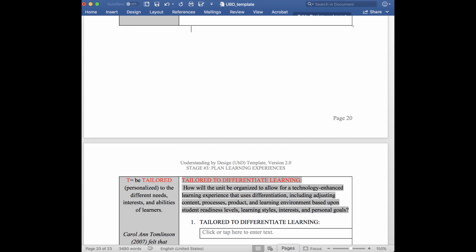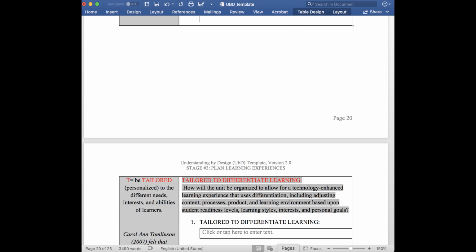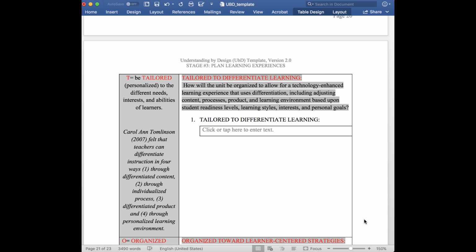The T, let me slow down a little bit. Oh, missed it. Be tailored, personalized to the different needs, interests, and abilities of learners. So, tailored to differentiate learning. Differentiated learning is something that you hear somewhat often. How will the unit be organized to allow for a technology enhanced learning experience that uses differentiation, including adjusting content, processes, product, and learning environment based upon student readiness levels, styles, interests, and personal goals?